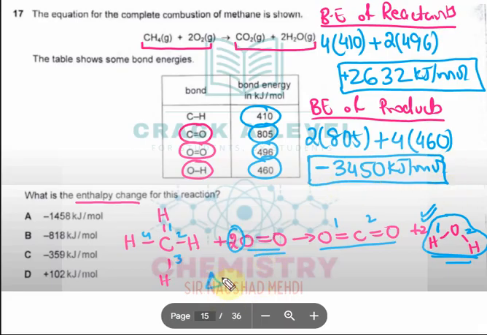So now the total enthalpy change you can easily calculate. The bond energy of the reactants 2632 plus bond energy of the products minus 3450. If you solve it, you will be getting minus 818. So option B is the correct answer, which is minus 818 kilojoules per mole.